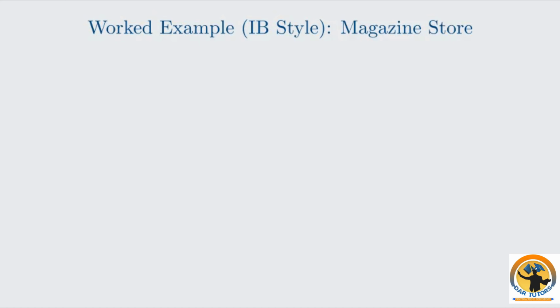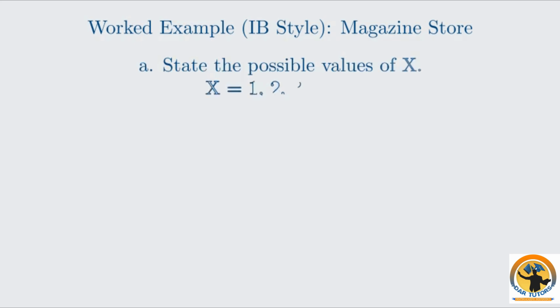A magazine store recorded customer purchases for 1 week. 23% purchased 1 magazine, 38% purchased 2, 21% purchased 3, 13% purchased 4, and 5% purchased 5. Let X be the number of magazines bought by a randomly selected customer. First, let's state the possible values of X. Based on the problem statement, a customer can purchase 1, 2, 3, 4, or 5 magazines. So, the possible values for our random variable X are 1, 2, 3, 4, and 5.